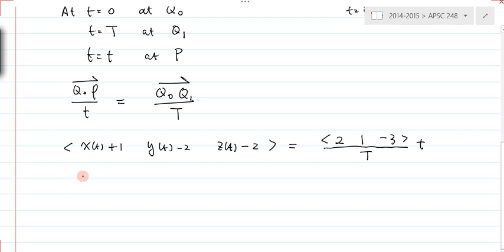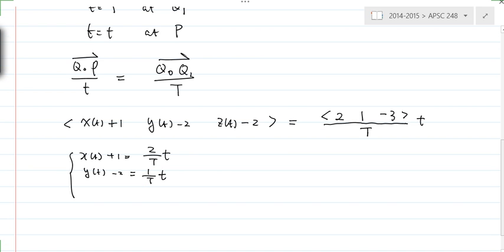So very simply, we get x of t plus 1 equal to 2 over capital T times small t. And y of t minus 2 equal to 1 over capital T times the small t. And the last one, z of t minus 2 equal to -3 over capital T times small t.